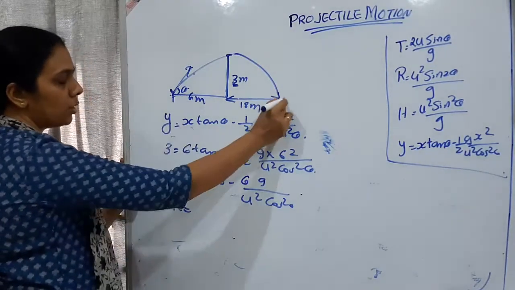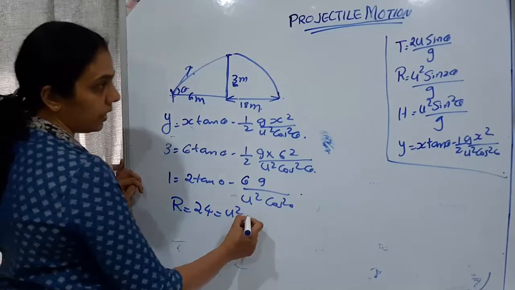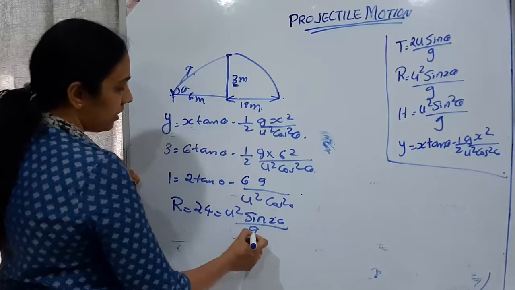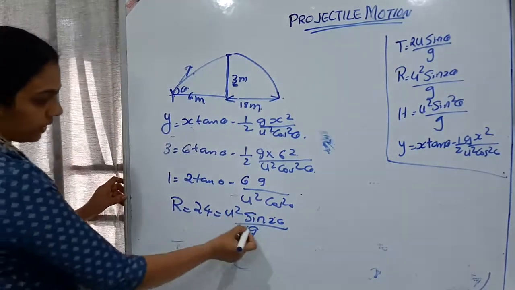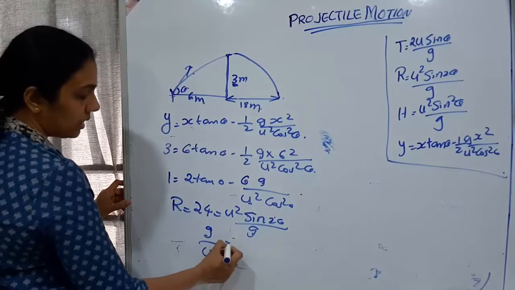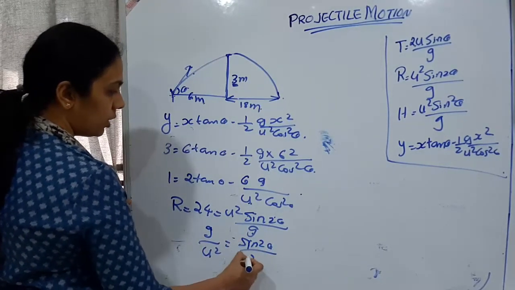Total range is 24. Range equals 24. We can equate that with u square sine 2 theta by g. Here we can substitute the value and we will get the value of g by u square. G by u square equals sine 2 theta divided by 24.